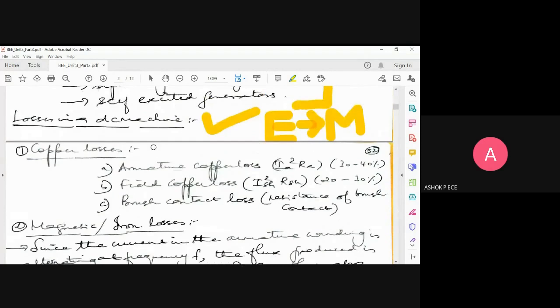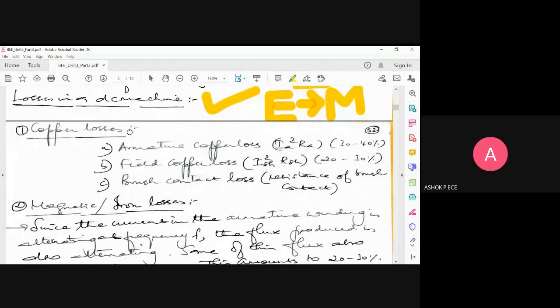So the first one is copper loss. We are familiar with this term, copper loss. In a DC machine, we have three types of copper loss. One is armature copper loss. You know, the armature is made up of copper. Because of the armature current flowing inside your armature, you will have armature copper loss given by Ia square into Ra. It contributes 30 to 40% of your total copper loss.